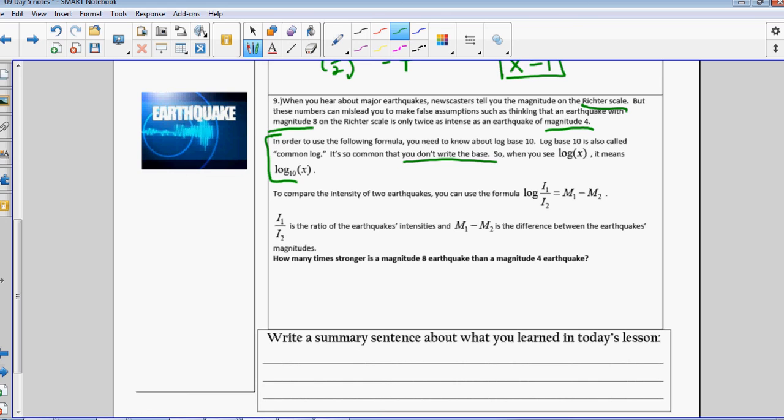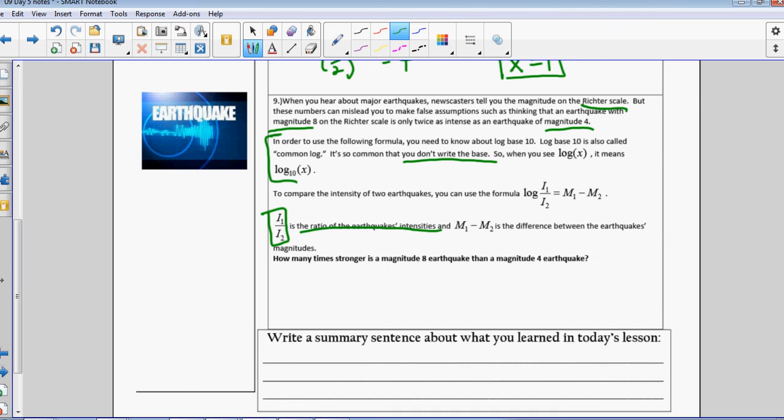So to compare the intensity of two earthquakes, you can use the formula log of I1 over I2 is equal to M1 minus M2. So I1 over I2, this is the ratio of the earthquake's intensities. This is what you're trying to find. Are they twice as intense? Are they 10 times as intense? How much more intense are they? And M1 minus M2 is the simple difference between the earthquake's magnitudes.